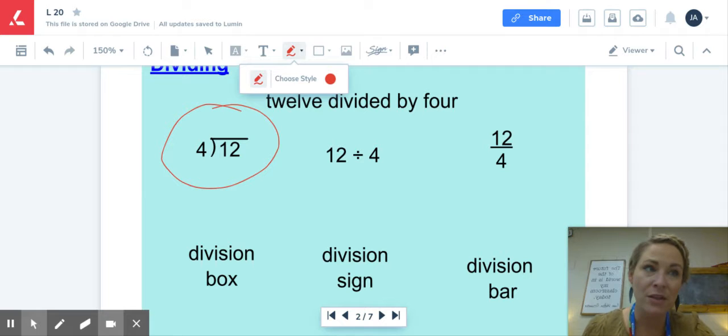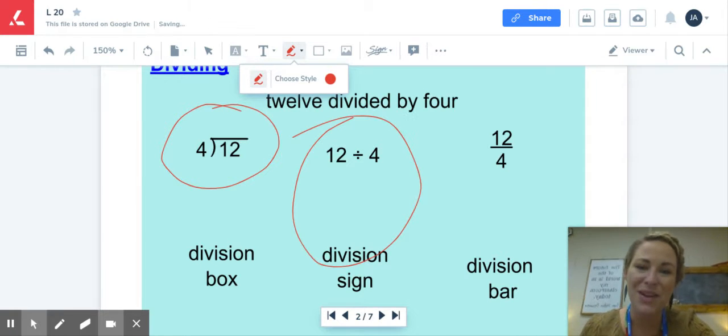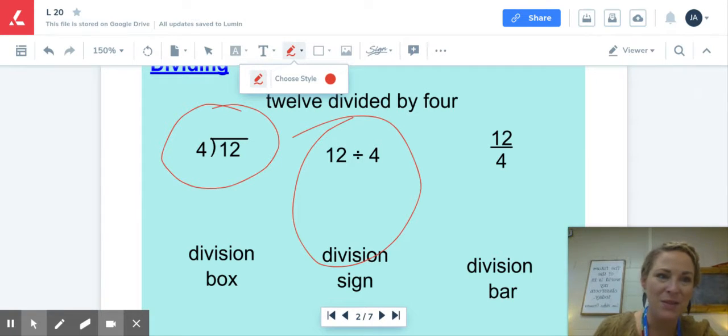Moving on, we have our division sign. This is the most old school of them all. This is the first one we ever began to see back in about 2nd grade. Again, this is the easiest, I think, to read because it is just linear. It's left to right. We read this as 12 divided by 4.